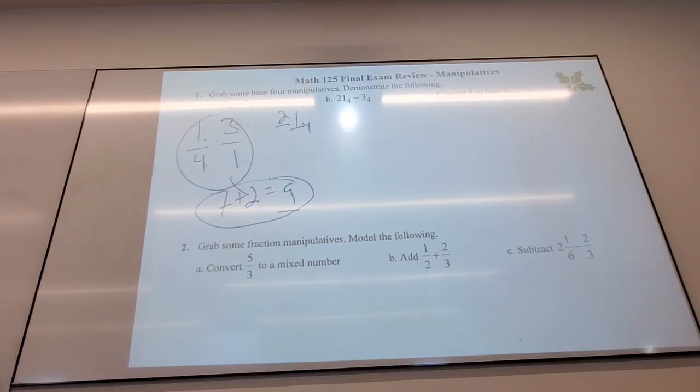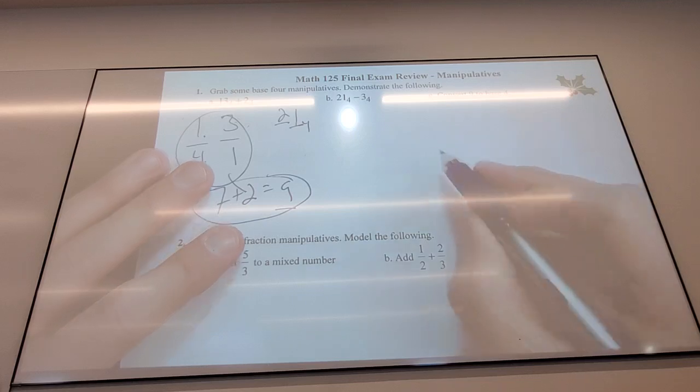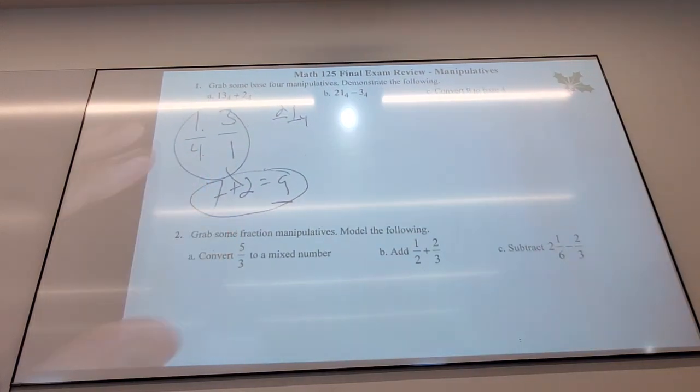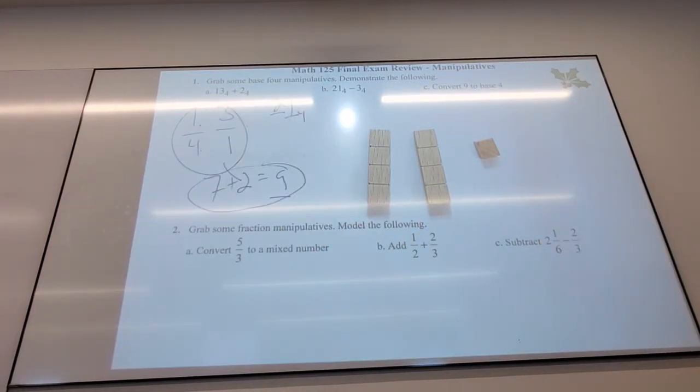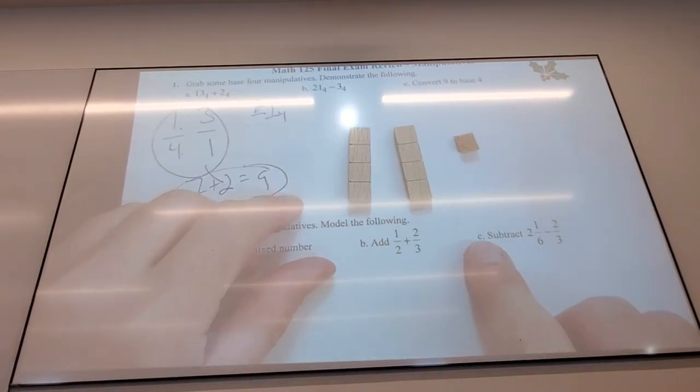Okay. In the interest of time, I'll do the next few, and then I'll see if anybody wants to do any of the fraction ones. So I got 21 base 4, and I want to take away 3. What do I need to do?